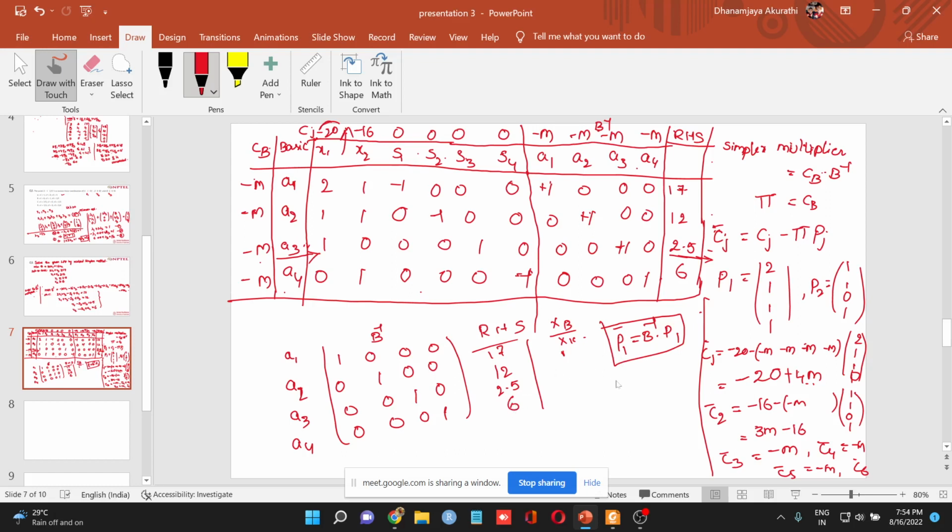Suppose in this iteration, we say that P1 bar is the pivotal column, where P1 bar is equal to B inverse into P1, whatever the P1 is. Every time, P1, P2, P3, P4 do not change. So B inverse is the identity matrix, and P1 is 2, 1, 1, 1, 0. So we can easily say that P1 is the pivotal column. We can see how the pivotal column changes in the coming iterations.